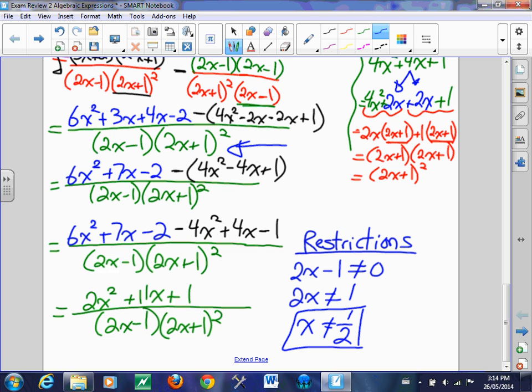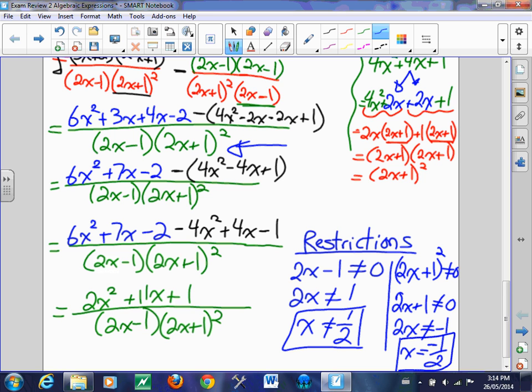And the other one, ladies and gentlemen, is that 2x plus 1 squared cannot equal 0. Let's take the square root of both sides. You know that 2x plus 1 cannot equal 0, because the square root of 0 is 0. 2x cannot equal negative 1. X cannot equal negative 1/2. So there's your two restrictions there.